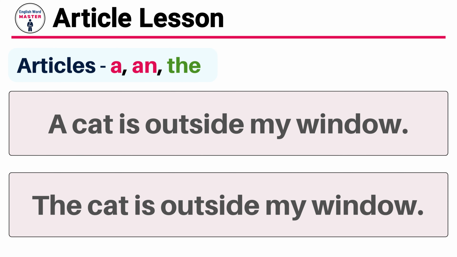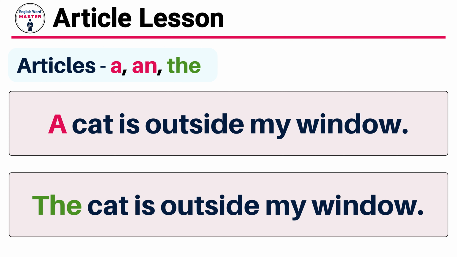Let's look at these two sentences. The first sentence: "A cat is outside my window." And the next sentence: "The cat is outside my window." In the first sentence, we use the indefinite article "a" to express that it is an unknown, and therefore not specific, cat. It has never been mentioned before. In the second sentence, we use the definite article "the" because the cat has already been mentioned or is known to the listener. Therefore, it is important to pay attention to the context when using articles in English.